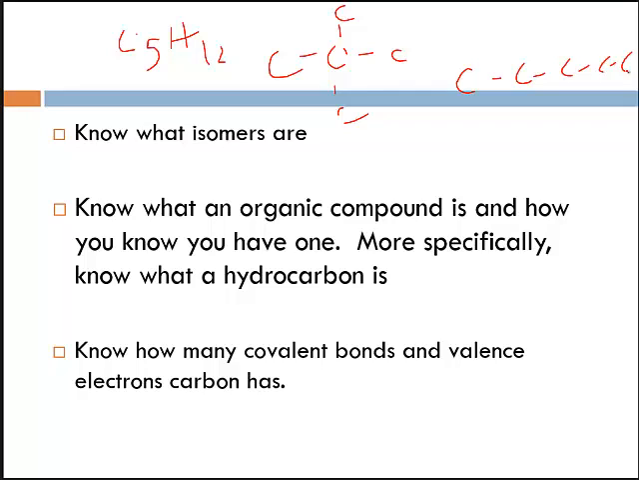Know how many covalent bonds and valence electrons carbon has. Carbon has 4 valence electrons and 4 covalent bonds, which is why it's always arranged like this with 4 lines coming off of it. That's important. All right, and that is your second part of your review for Chem 119 Exam 2.